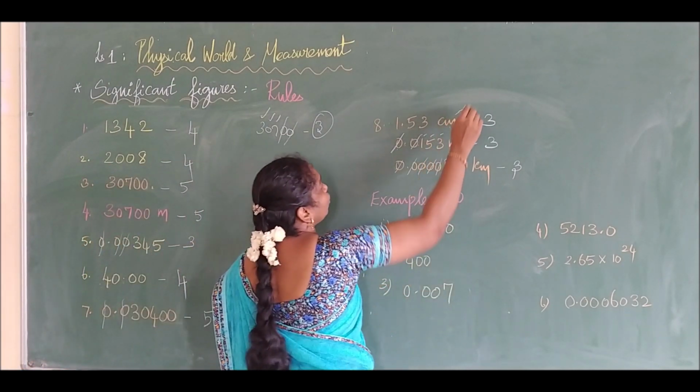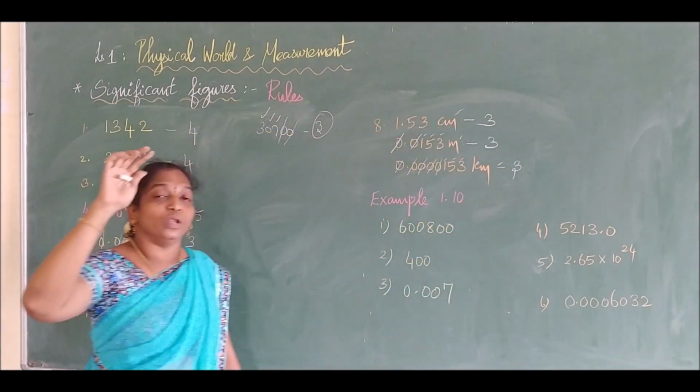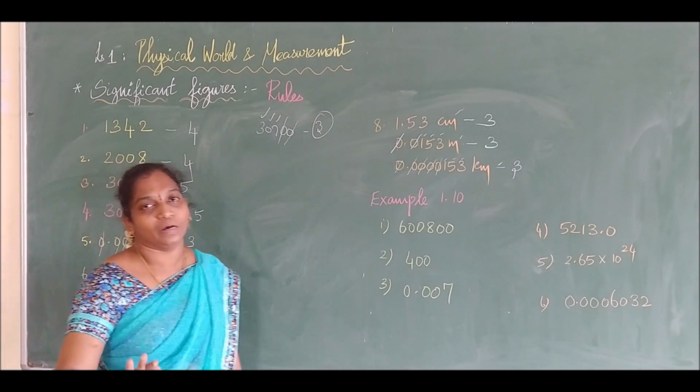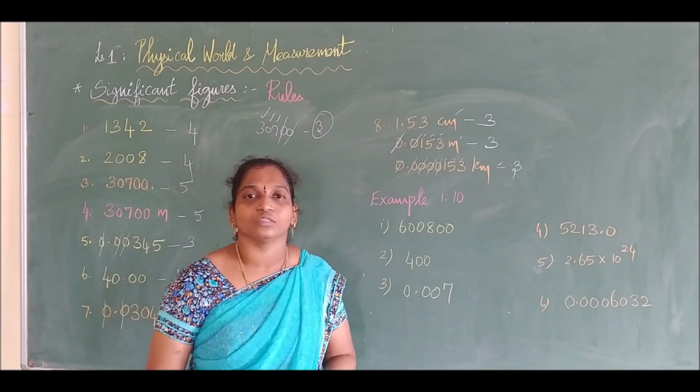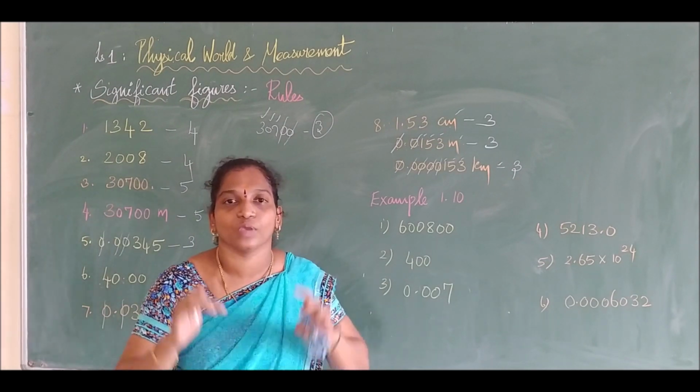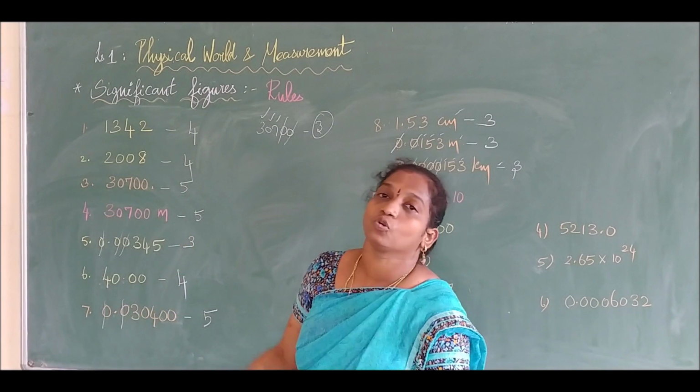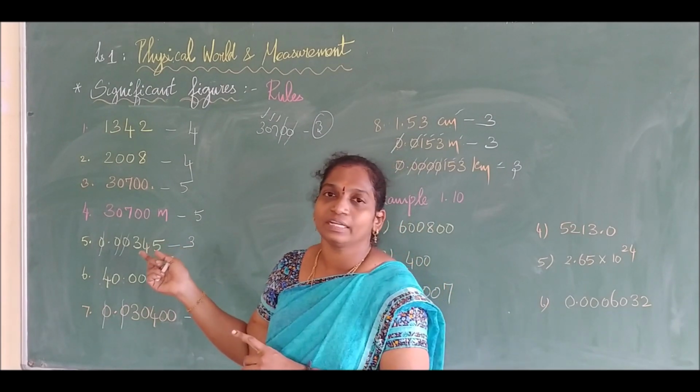So whatever the unit is, the significant figures will remain the same for a given number. Those are the rules for writing what? Significant figures. So while writing the significant figures, we have to keep in mind these 8 rules. So again, we will recall them.